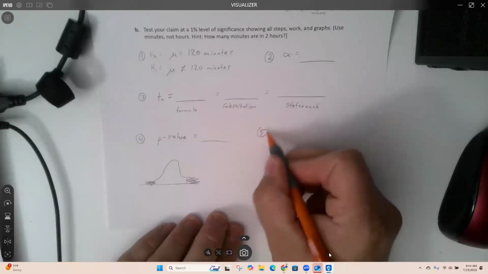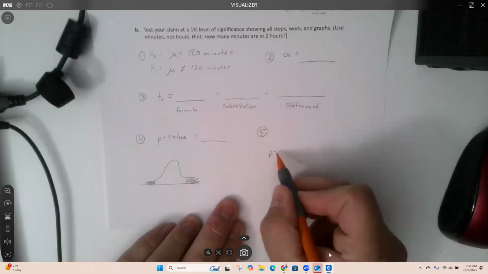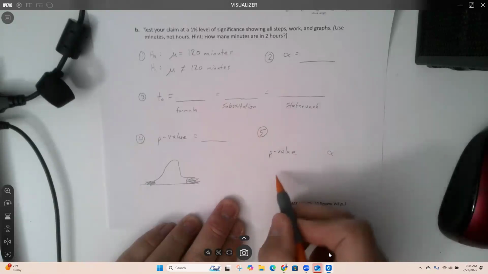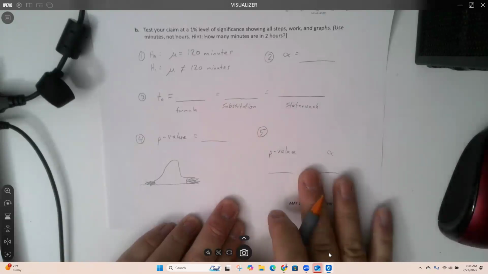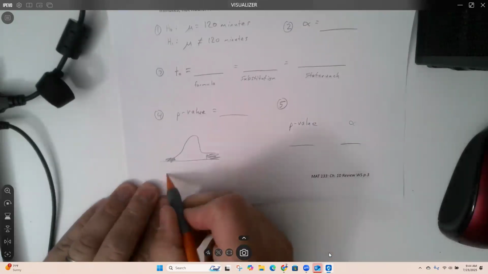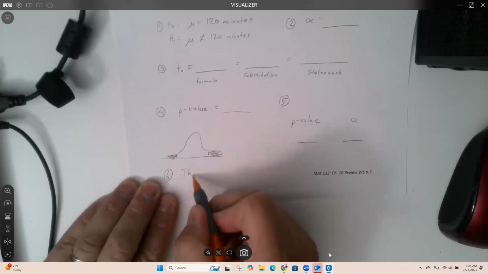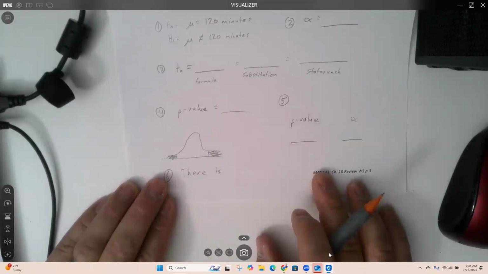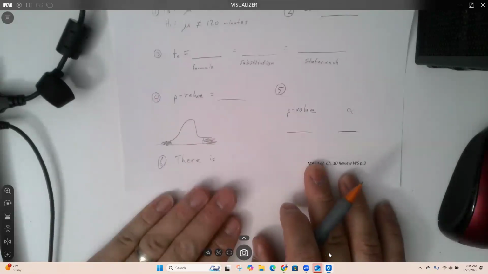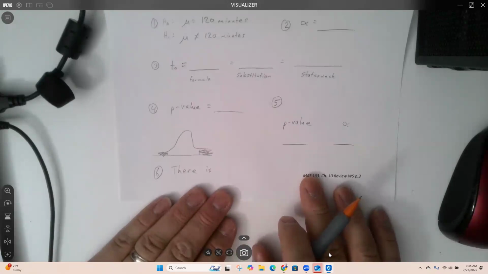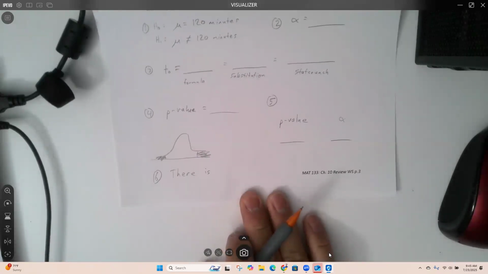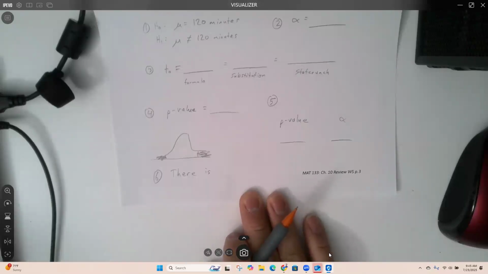Once you've done that, you take your p-value and you compare it to your alpha. Which one's bigger? And then finally, you can say your result. There is blah, blah, blah, blah. All right. That's for doing hypothesis testing. A lot of steps, but all right.